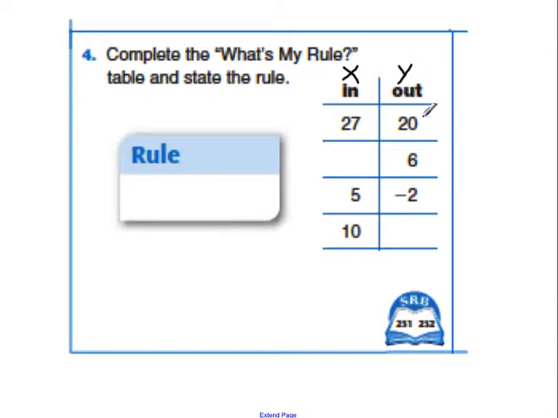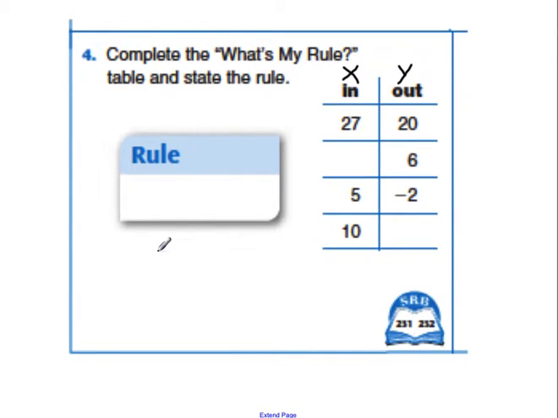Now, if you look at this table, most of you will see pretty quickly that you're subtracting 7. And what most kids will do is they'll go over here to the rule and they'll write -7. And that is a correct answer. But in fifth grade, we want you to get used to stating that rule in a more advanced way. This is where you want to show us how smart you are.